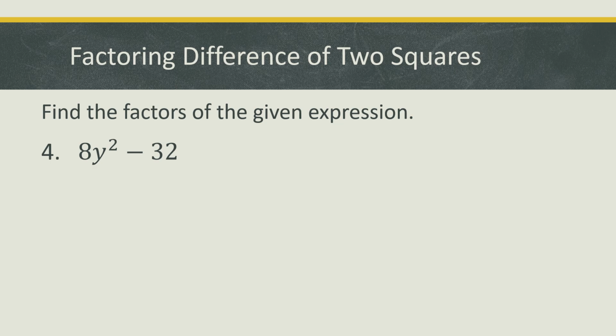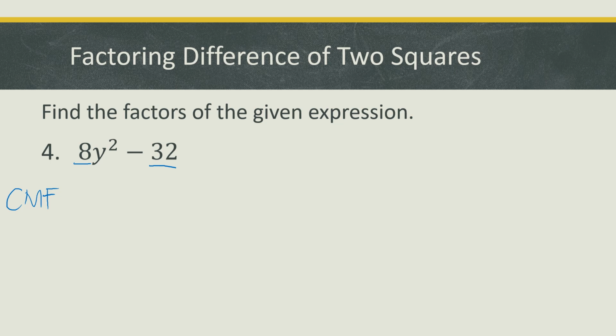There are some examples where you will observe that the two terms are not perfect squares. Just like this example number 4. Find the factors of 8y squared minus 32. 8 and 32 are not perfect squares. So the first thing that we will do with this is to get their common monomial factor. It does not have to be the greatest common factor, but you can use common monomial factors to make your two terms perfect squares.